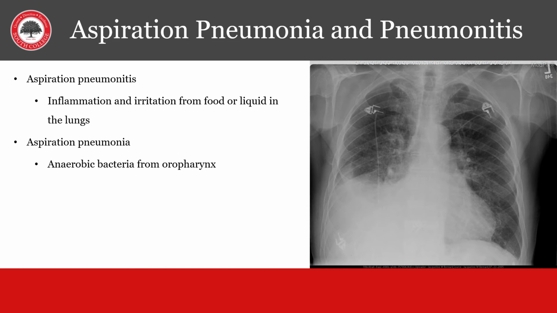If aspiration happens, where food or liquid escapes the epiglottis and enters the lungs, then pneumonitis occurs. If repeated, then an infection can set up from oropharyngeal pathogens.